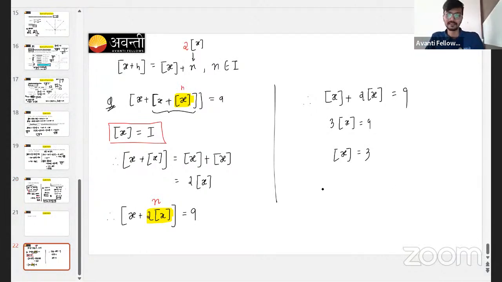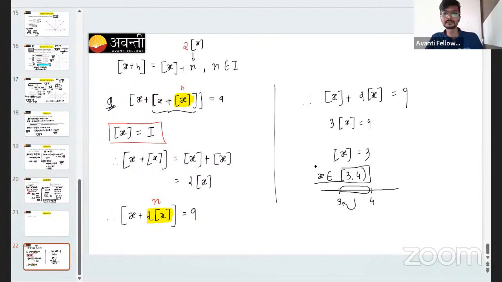Okay. I hope you have all thought. अगर मुझे आउटपुट 3 चाहिए, सो 3 और 4 इंटीजर्स है. अभी 3 और 4 के बीच में जो भी नंबर्स होंगे उसका आउटपुट क्या होगा? 3. That means x can be any number between 3 and 4. So x belongs to close 3 से 4 open.